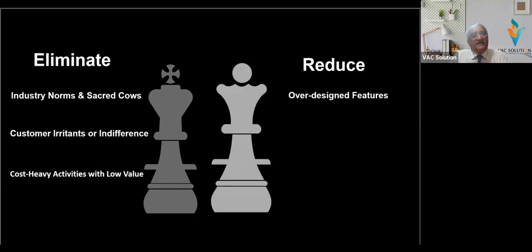See, for instance, industry norms and sacred cows. There are traditions and rules or legacy practices that exist simply because it has always been done that way. Let me give you a simple example. Can you give me an example of industry rules and traditions and practices simply because it has always been done like that, which was recently broken in a very big way?